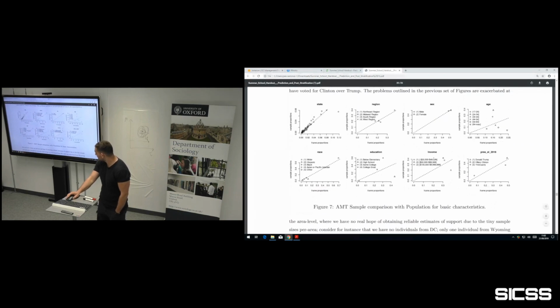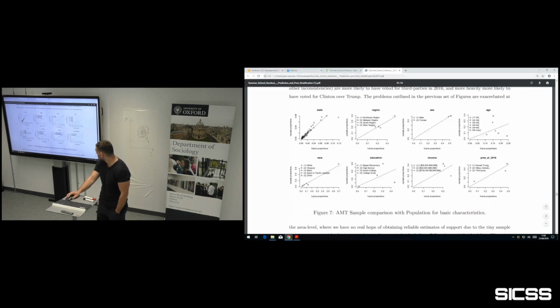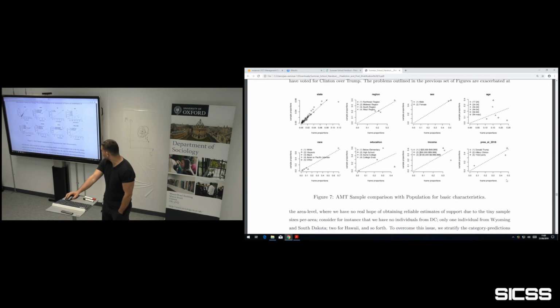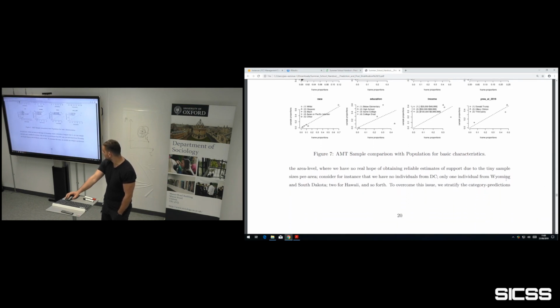The sample is very unrepresentative in vote choice. I'm going by memory here because I don't know if I can trust these plots, but it overrepresents Hillary Clinton quite dramatically. It underrepresents Donald Trump by a fair bit, and it overrepresents third parties.